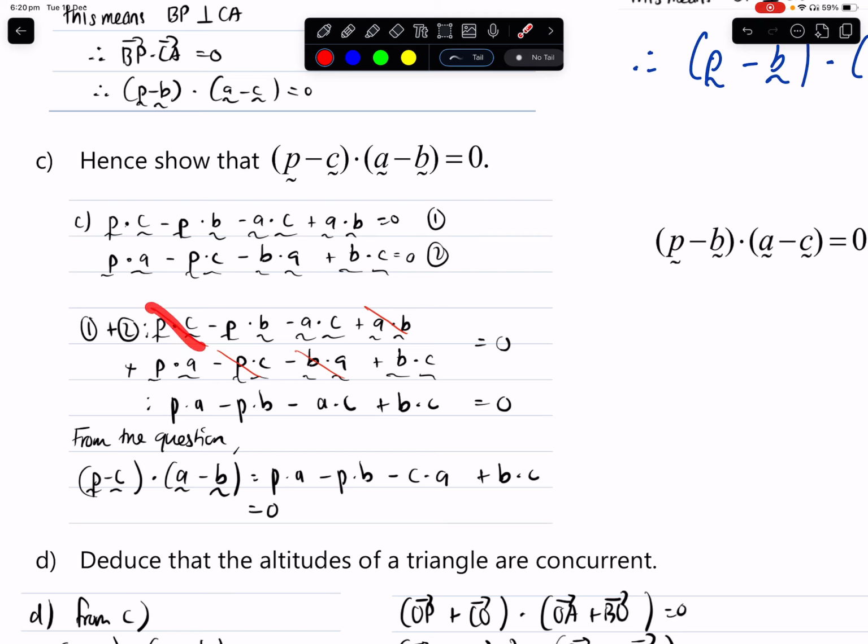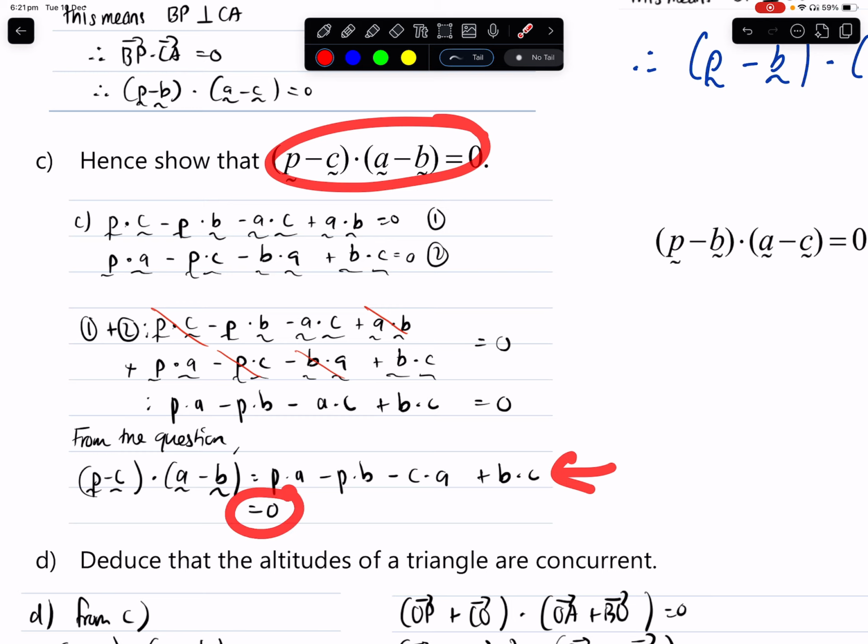So these cancel, as you can see, and what's left here is just these terms: P dot A minus P dot B minus A dot C plus B dot C, which is this. We know that this is equal to 0 because the previous two equations that we got it from were equal to 0. If you add the right sides together, it does equal 0 plus 0. So your original question, in expanded form, is now equal to 0 as well.